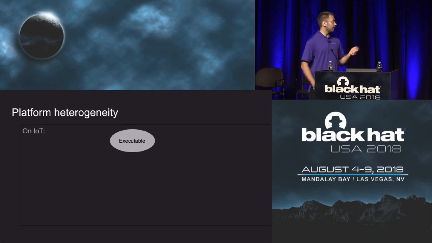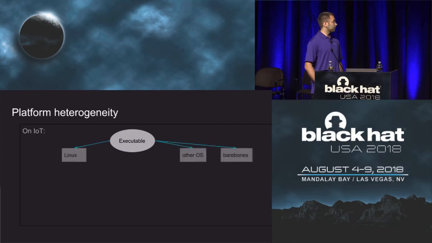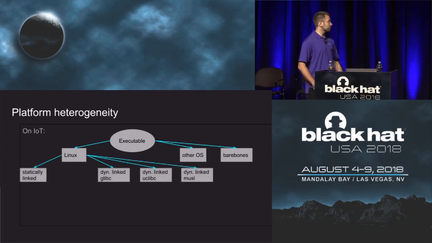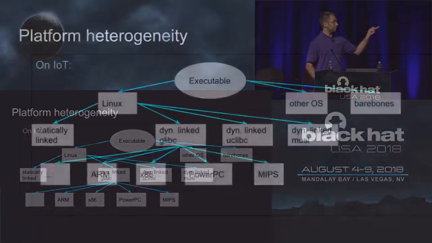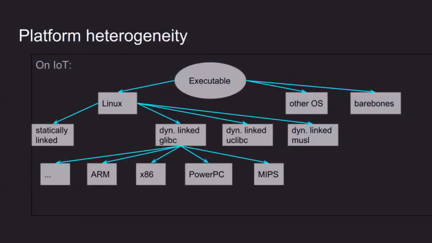If I want to run an IoT binary, then of course, first there are different operating systems. We are only interested in Linux. On Linux, the binary can be statically linked or dynamically linked against glibc, uclibc, and musl. And as I said before, for each of those, you need a different system image. Then the binary can be for different processor architectures: ARM, PowerPC, MIPS, x86, or something else.